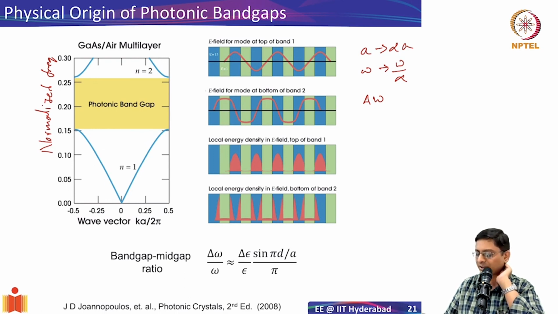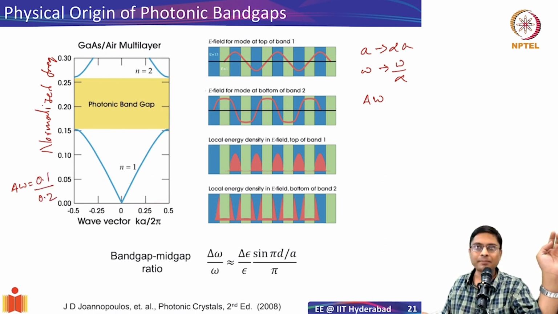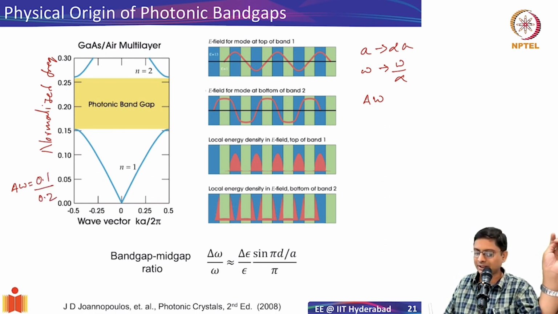So what we talk about is what is known as the band gap to mid gap ratio. Instead of only this, I'll take the energy in here. For example, in this case, roughly the band gap delta omega in this picture is 0.1, divided by 0.2. Roughly, delta omega by omega, the mid gap is 0.2 normalized frequency. So this is roughly half.